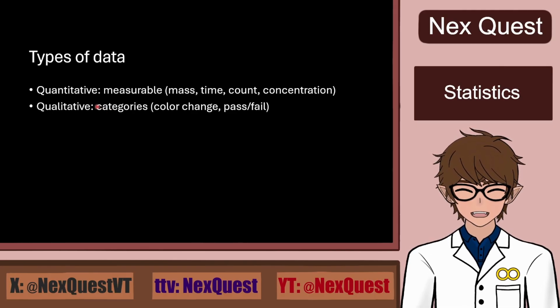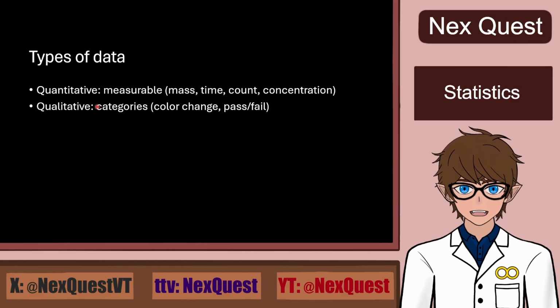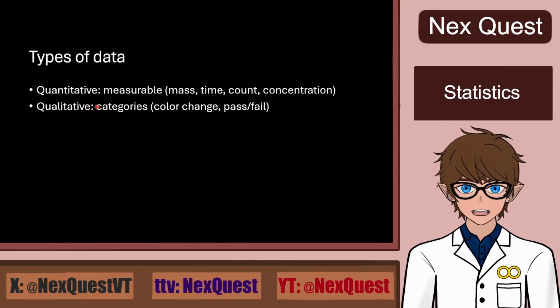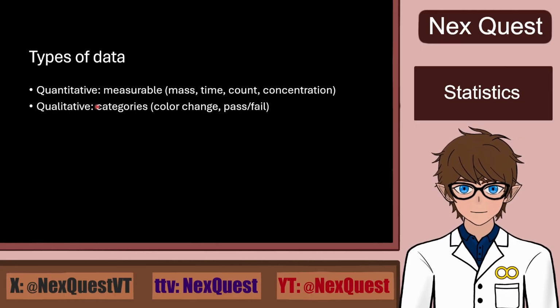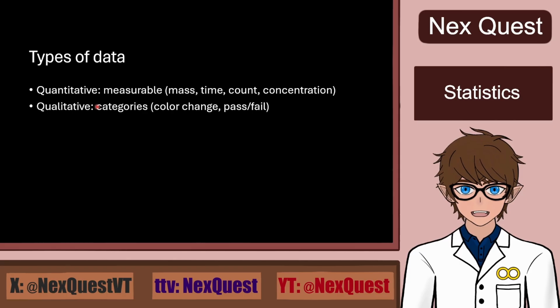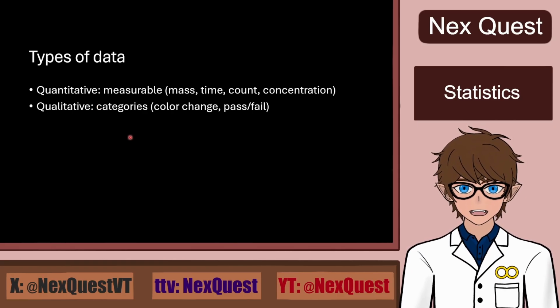The qualitative tells us which compounds are present based on the color changes or whatever other tests we do, while quantitative analysis tells us how much of each compound is in our sample. So today we'll focus mostly on quantitative data and what we can do with it.